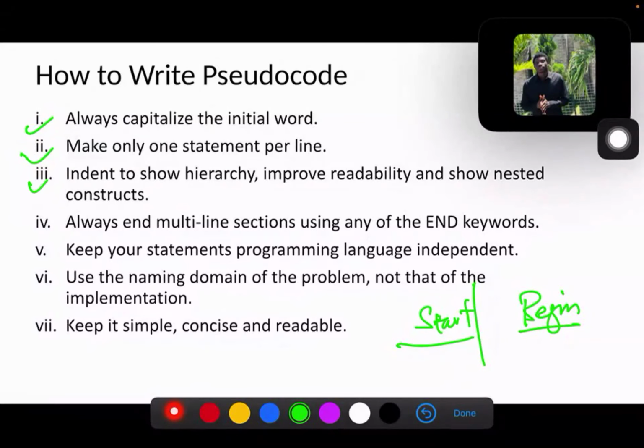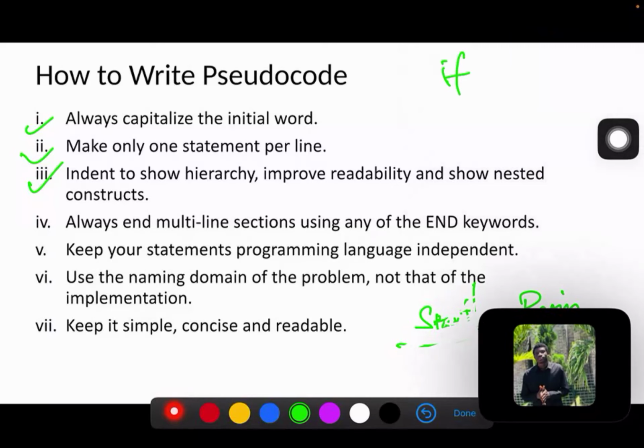Number three, we want you to indent your code to show hierarchy. So, for example, if we have an if statement and we are checking something, excuse me, please.